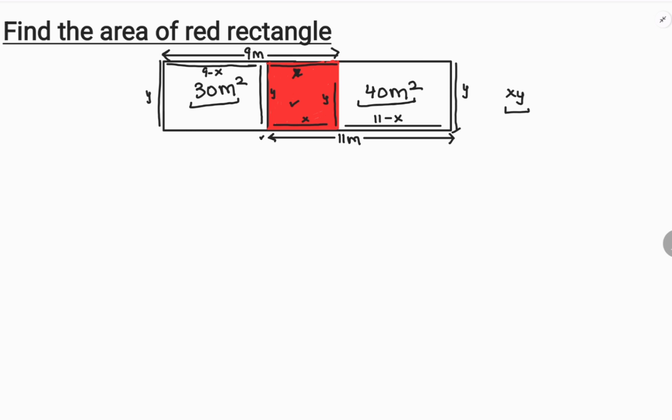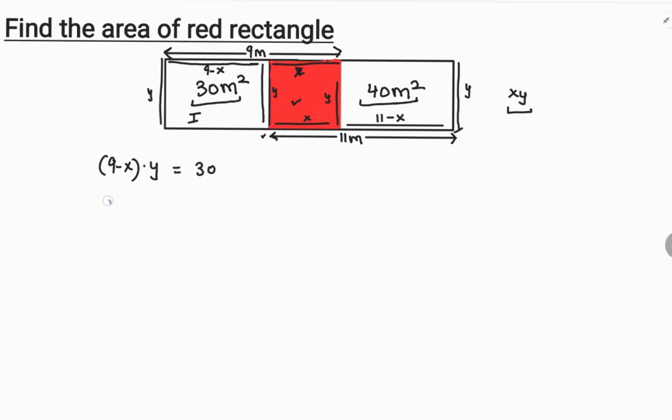Now I will make use of whatever is given to me. If I look at this first rectangle, I can see that the area will be equal to 9 minus x multiplied with y, and that is equal to 30. So 9y minus xy is equal to 30. This is our first equation. I will make the second equation now from this rectangle. I know the area of this rectangle is 11 minus x times y, and that is given as 40. So 11y minus xy is equal to 40.